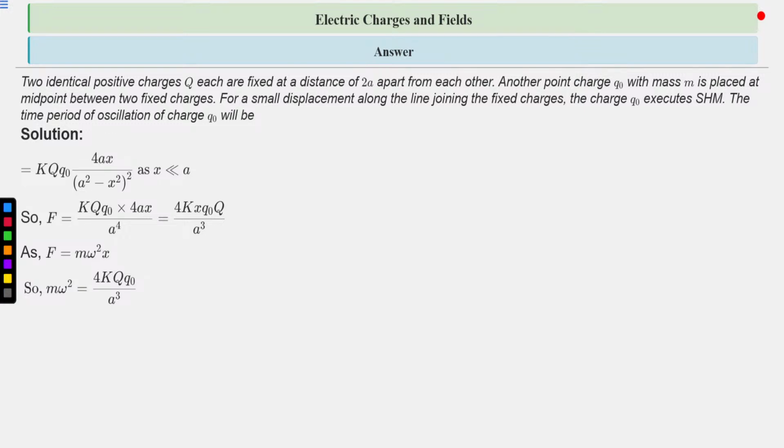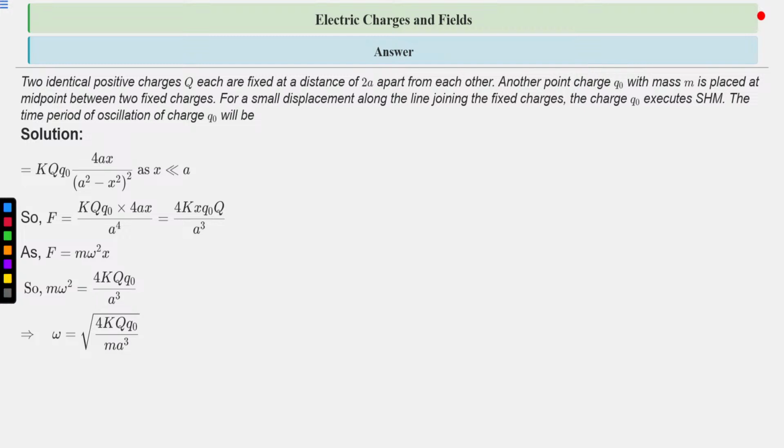equate this equation with this. So except x, anything that is there is m omega square, means 4k Q naught Q upon a cube is m omega square. So omega square we will get this, and omega we will get, omega equal to root 4k Q naught Q upon m a cube.